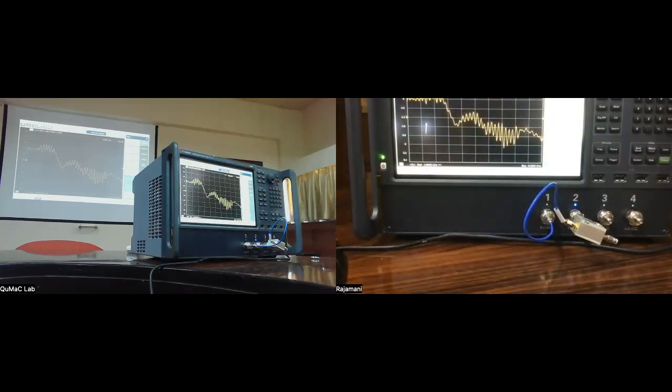So just to finish that thought, S21 and S12 are really two different measurements being carried out by this instrument.